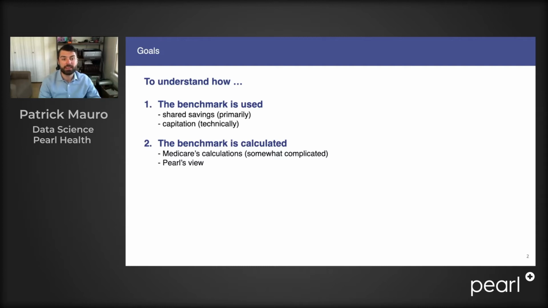Then we're going to get into how the benchmark is calculated. We'll take a few seconds to talk about how you can self-help and look at Medicare's very explicit calculations. But we're going to focus on our view, which is just a sort of 40,000 foot view designed to help you get a feel for how this program operates.